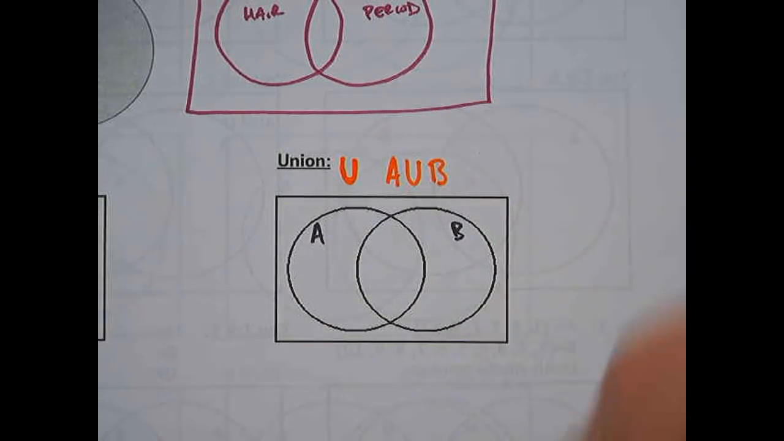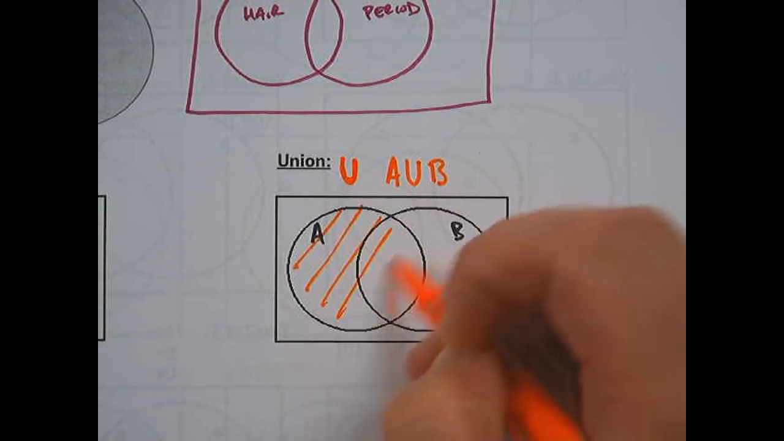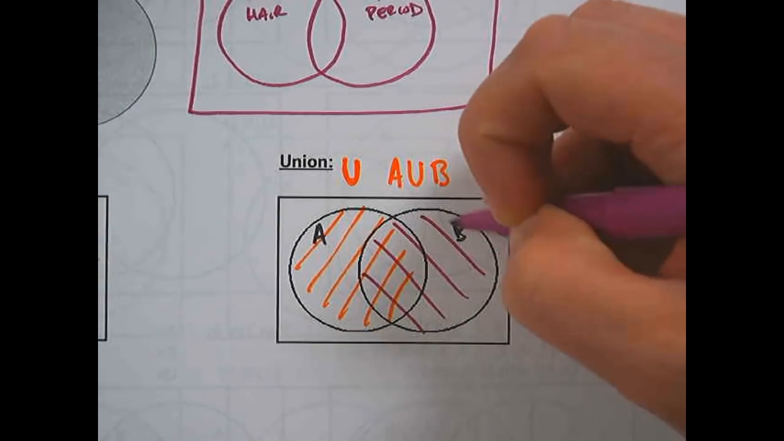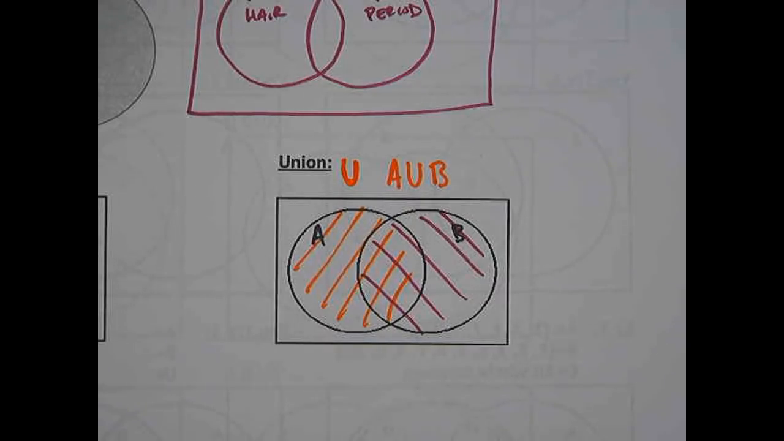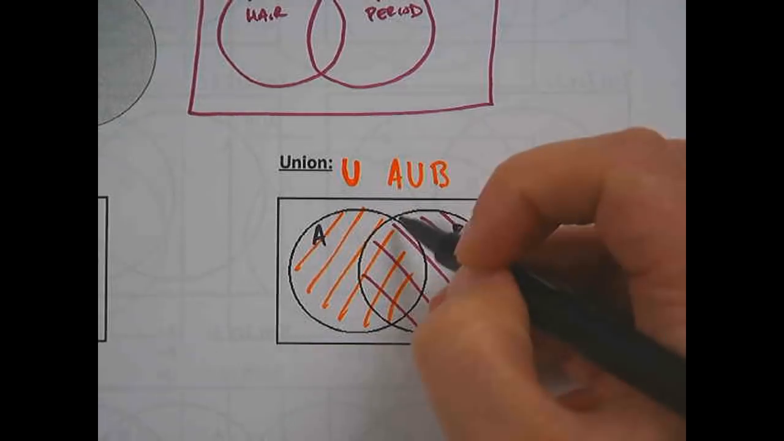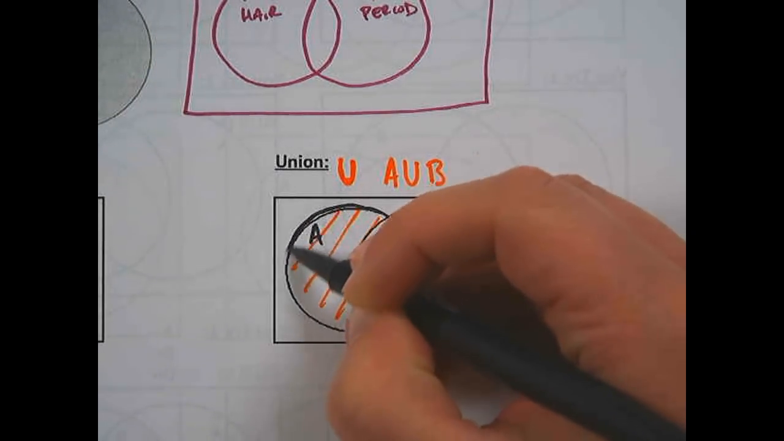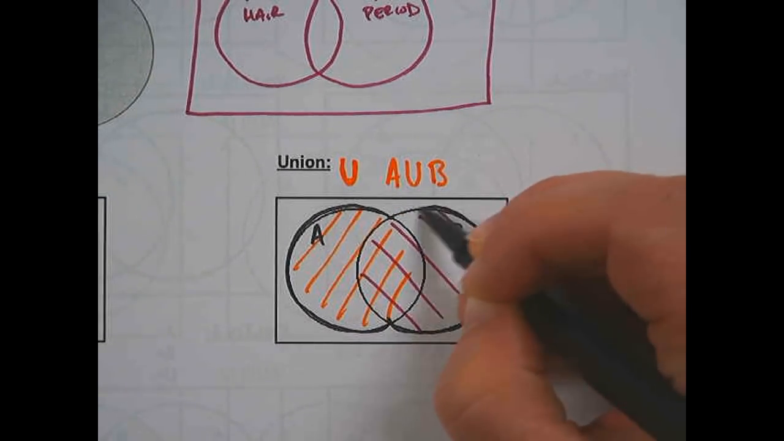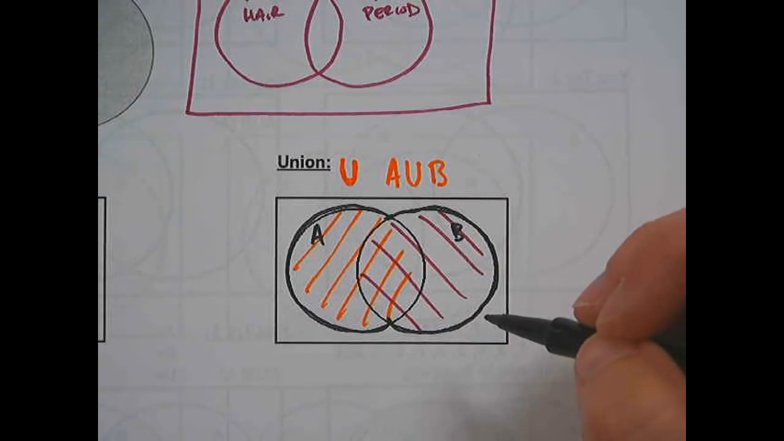I'm going to label my Venn diagram A and B. And I'm going to color in A. And I'm going to color in B. And A union B would be the entire thing. Anything that's colored in this situation would be A union B. So it would be both circles pretty much.